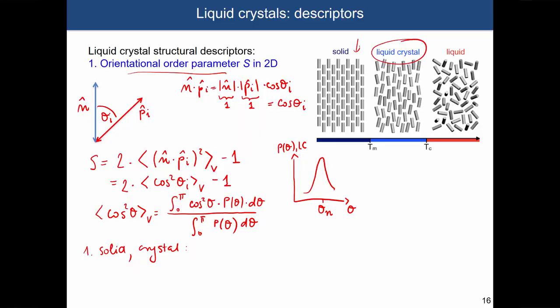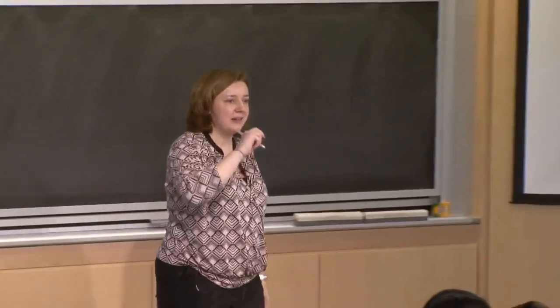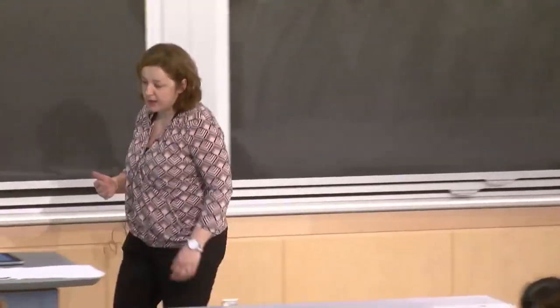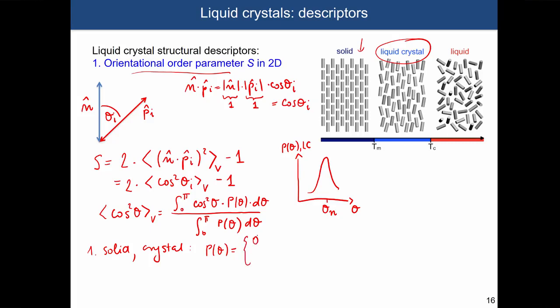So I'm looking at this particular case here. What is this probability of theta for this particular case? It would be one discrete point. What that means is that it would have a value of 0 for theta that is different from 0, where 0 will be the direction of the director, or the orientation of the molecules. And it would be 1 for this angle equal to 0.